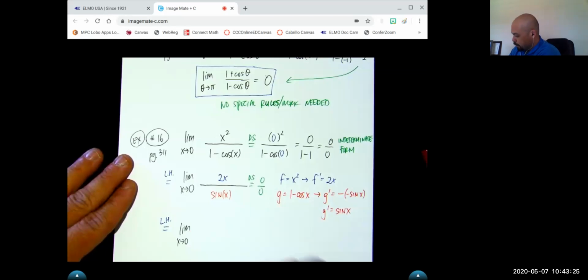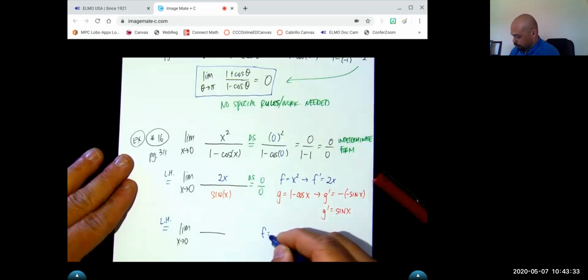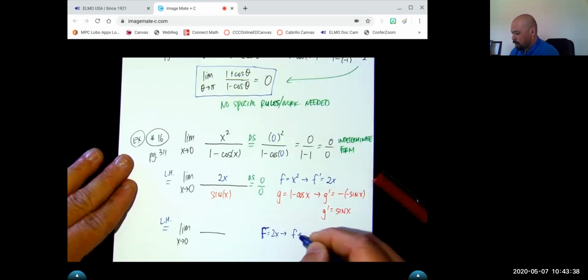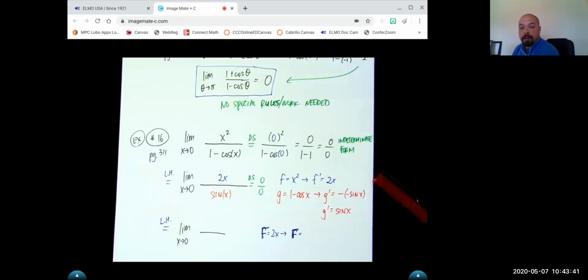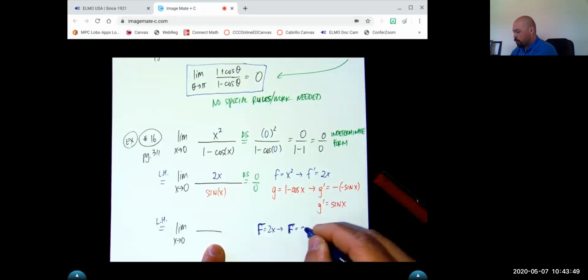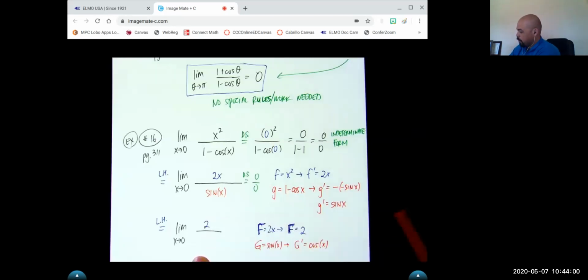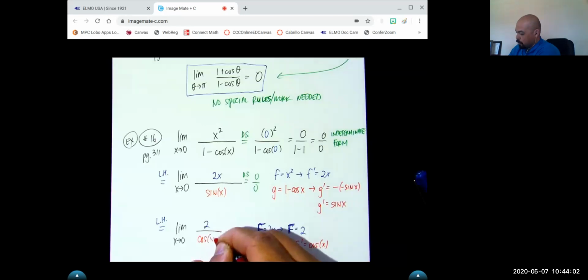In the numerator, our function 2x, its derivative... If you want to change notation, then we'll call it capital F. Sorry for the bumping around, just so I don't confuse with this notation, right? So now my numerator function, I'll call capital F. 2x's derivative is 2. The denominator function, I'll call capital G, sine of x, its derivative is the cosine of x, right? So placing those, 2 over the cosine of x.